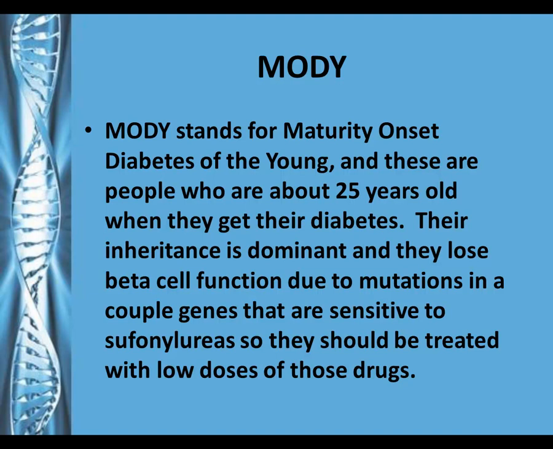MODY, this is a thing that is called maturity onset diabetes of the young, and these are people who are about 25 years old when they get their diabetes. This is a dominant trait, and this causes them to lose their beta cell function as a result of a mutation in a couple genes. And people with this are sensitive to sulfonylureas, and these patients should be treated with a lower dose of sulfonylureas, otherwise they will have an increased risk of hypoglycemia.